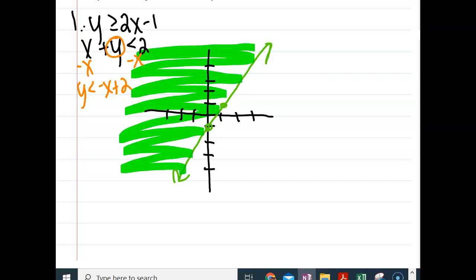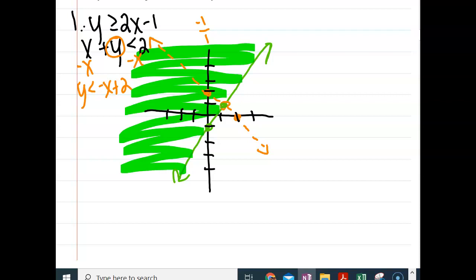So my y-intercept is at 2. My slope is -1, right? -1 over 1. Notice the numerator's negative, but the denominator's positive. So make sure you go down 1, right 1. Down 1, right 1. And is this one going to be a solid or a dotted line? This is going to be a dotted line. Make sure you give a nice big long line there.